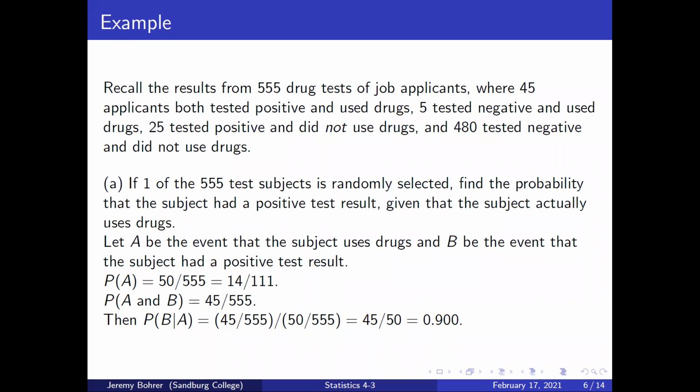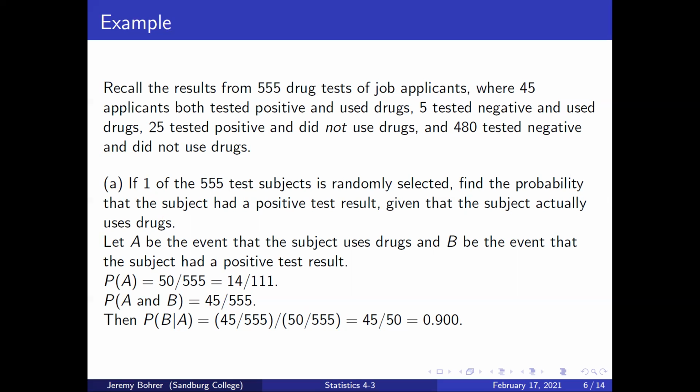Recall the results from 555 drug tests of job applicants where 45 applicants both tested positive and used drugs, 5 tested negative and used drugs, 25 tested positive and did not use drugs, and 480 tested negative and did not use drugs. If one of the 555 test subjects is randomly selected, find the probability that the subject had a positive test result given that the subject actually uses drugs.